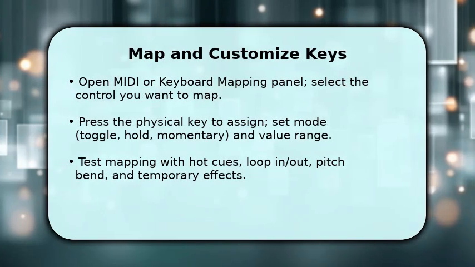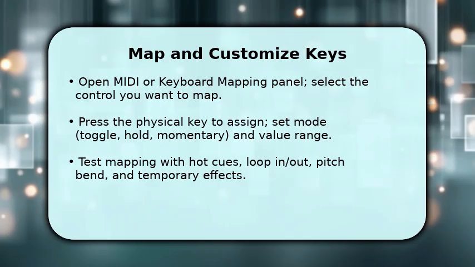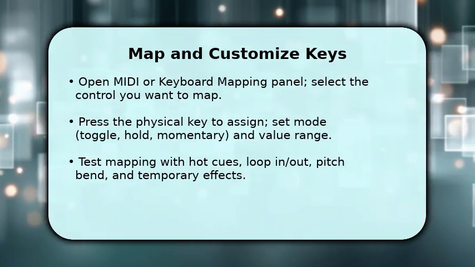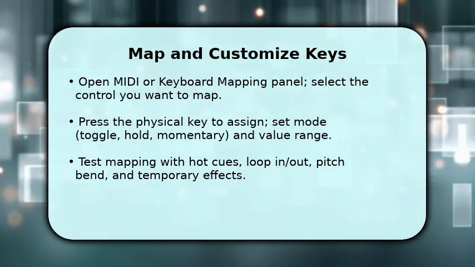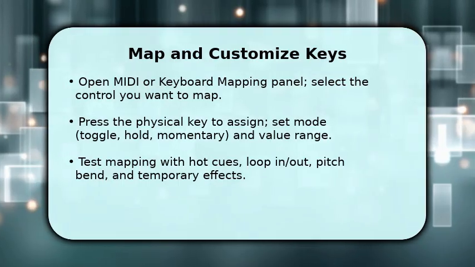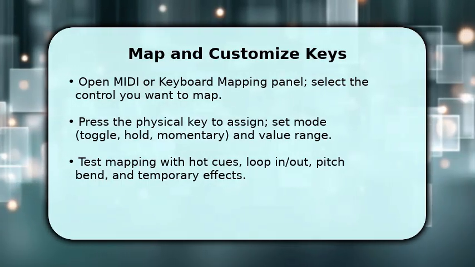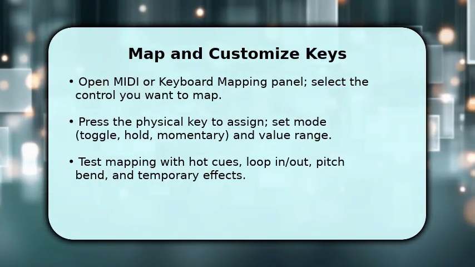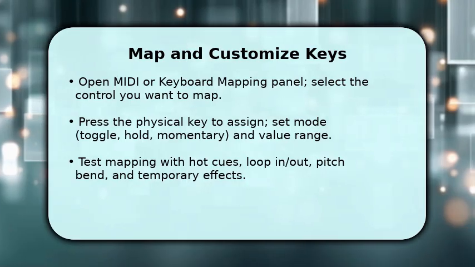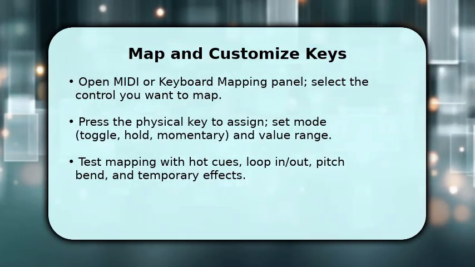Now customize mappings so you match your workflow. Open the mapping editor and click the control you want to change, then press the keyboard key to bind it. Choose whether the key is toggle, hold, or momentary. This affects behavior for cues and effects. Set min/max values for knobs or tempo control if supported.